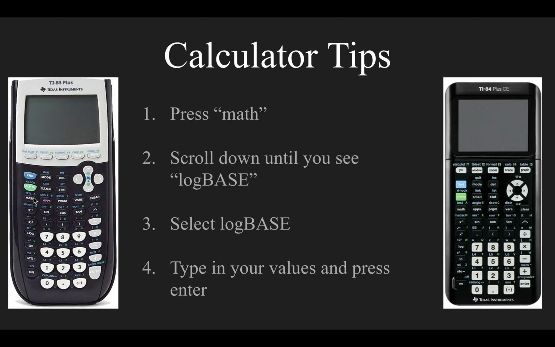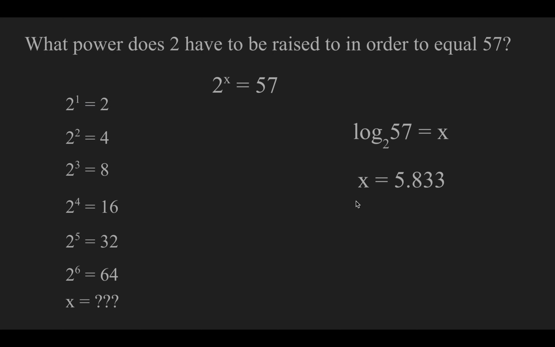You're going to press the Math button. You're going to scroll down until you see log base. Then you're going to highlight it and select it by pressing enter. It's going to come up with an equation that looks exactly like the equations we've been doing, with blanks. For this one, you'd put a 2 into the blank in the parentheses, and you put 57 into the big blank on the main part of the logarithm.